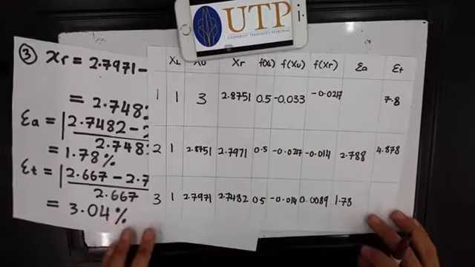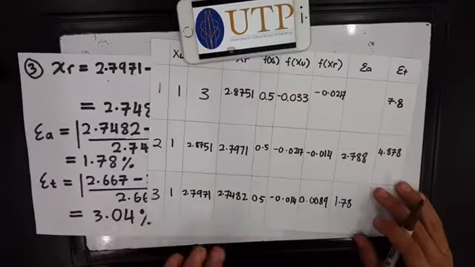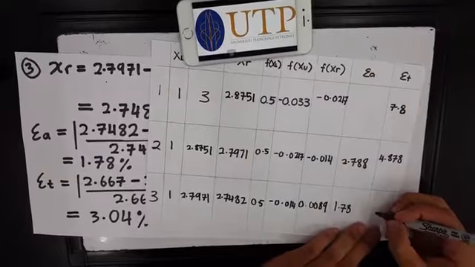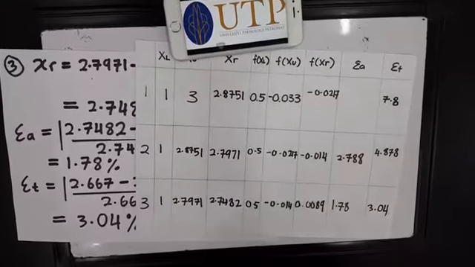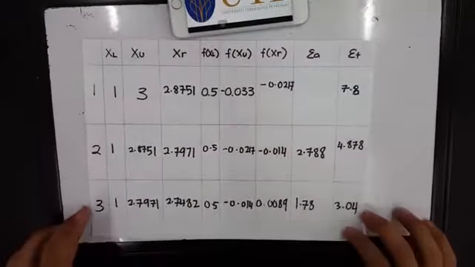And we finally obtain the true error for the third iteration, which will be 3.04%. So, ladies and gentlemen, this is how we solve for the three iteration method.